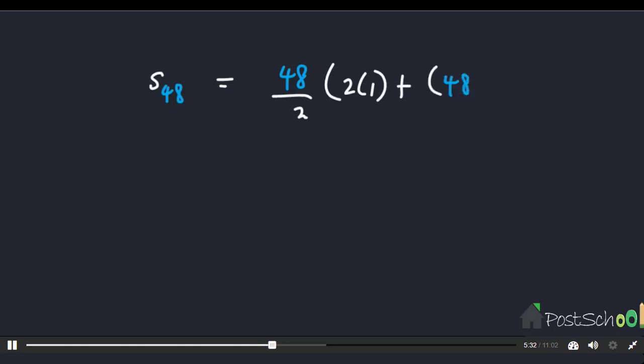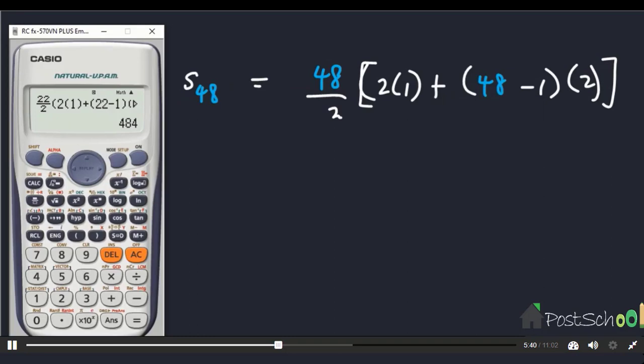And let's say we want to calculate S48. Okay, let's do S48. So S48 will be, again, we substitute 48 where there is n, 48 over 2 times 1 plus 48 minus 1 times d, which is 2. Okay. Again, we'll just add it from what we did before.